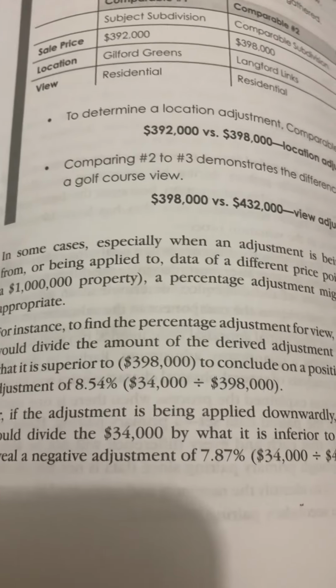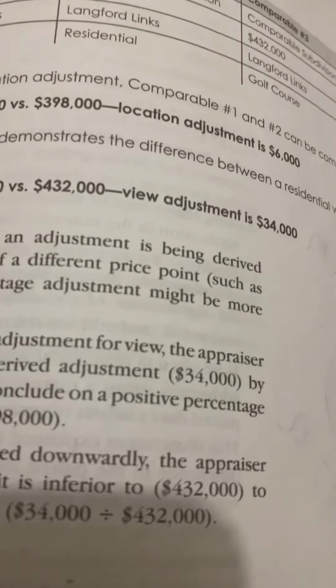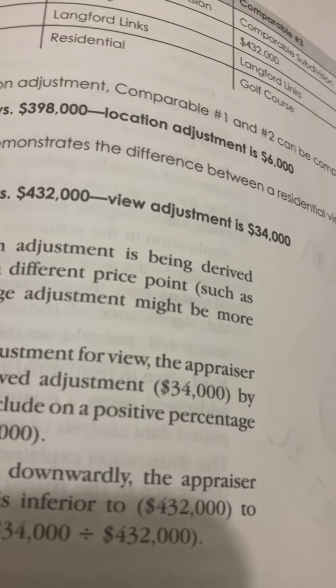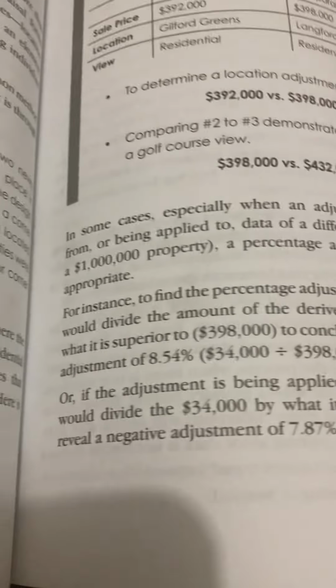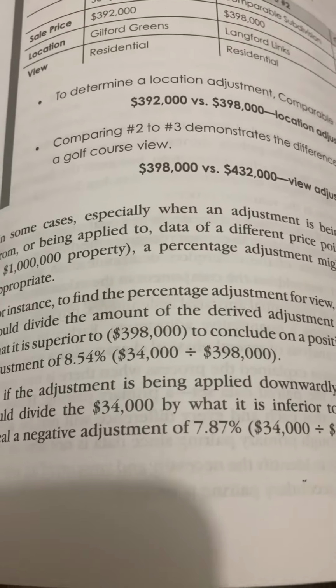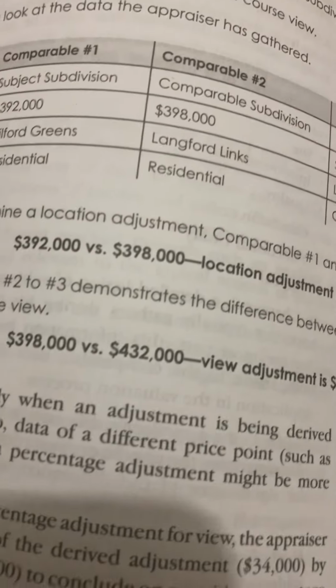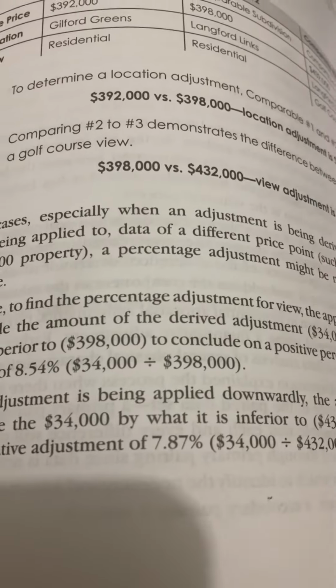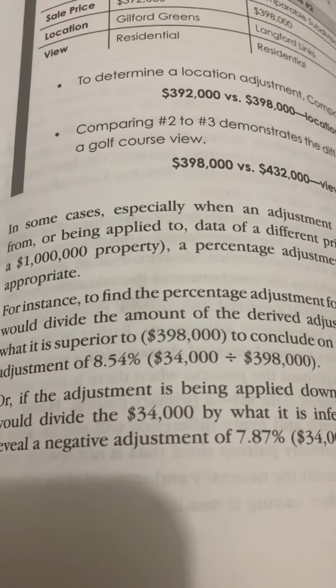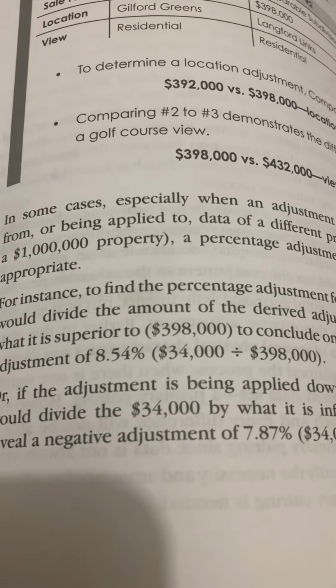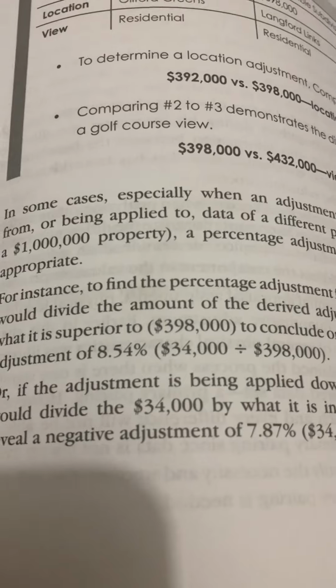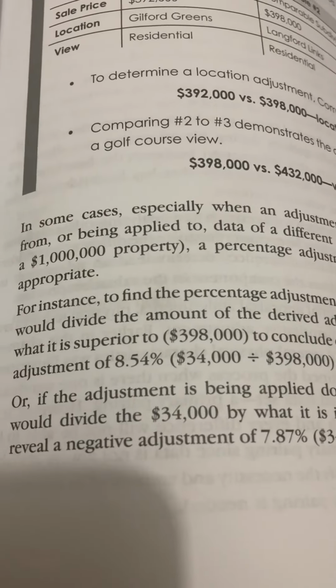To conclude on a positive percentage adjustment of 8.54%, you take the view adjustment that you derived before, that $34,000, then you divide it by the bigger sale price of Comp 2, the $398,000. That's going to give you your percentage adjustment for, let's say, a significant $1 million property.